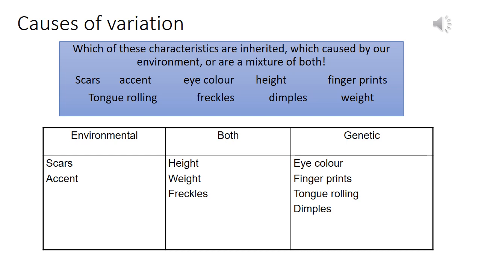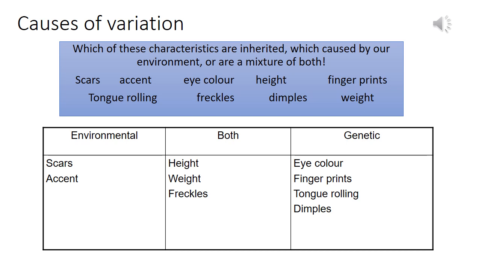Now, things that you could argue could be both are height, which might seem like you've just inherited it from your parents, but think about what might cause someone to be taller or cause someone to be not as tall. Things like diet will make a difference here. Same thing with weight. There is a genetic component to weight, meaning that you can be predisposed. You can have a higher chance of being over or underweight, but the environment around you makes a difference as well. So that can be both.